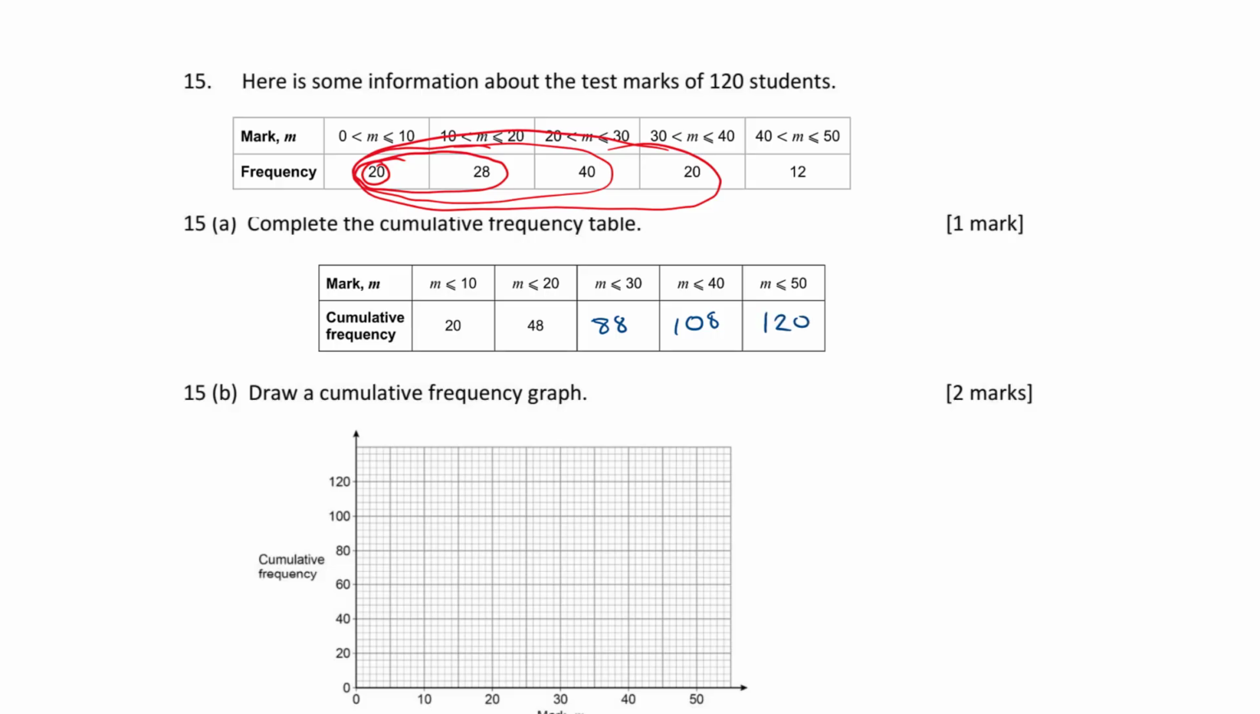It's always a good idea to just check that this number here at the end is the same as the number you were given to start with. And then you can be pretty confident that you've got it right.